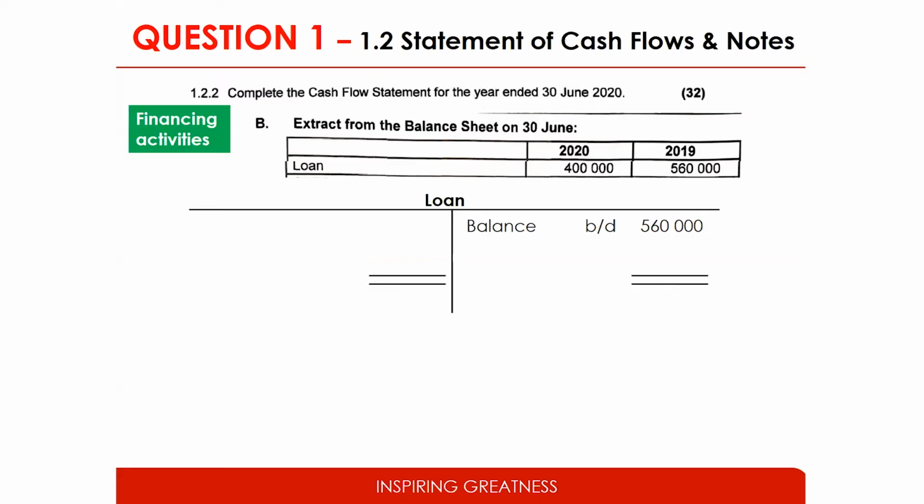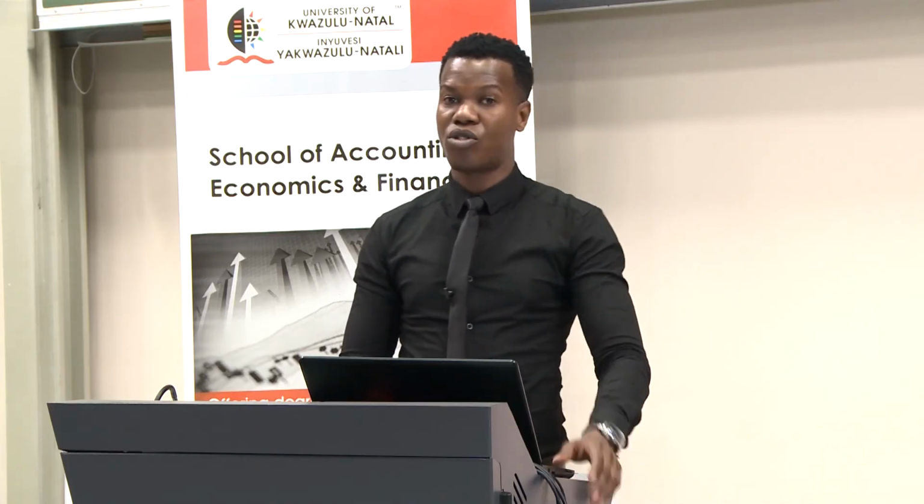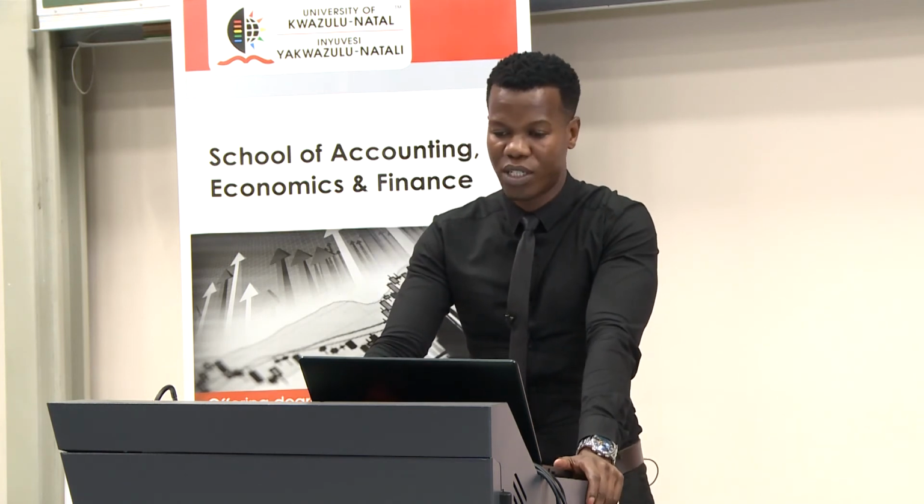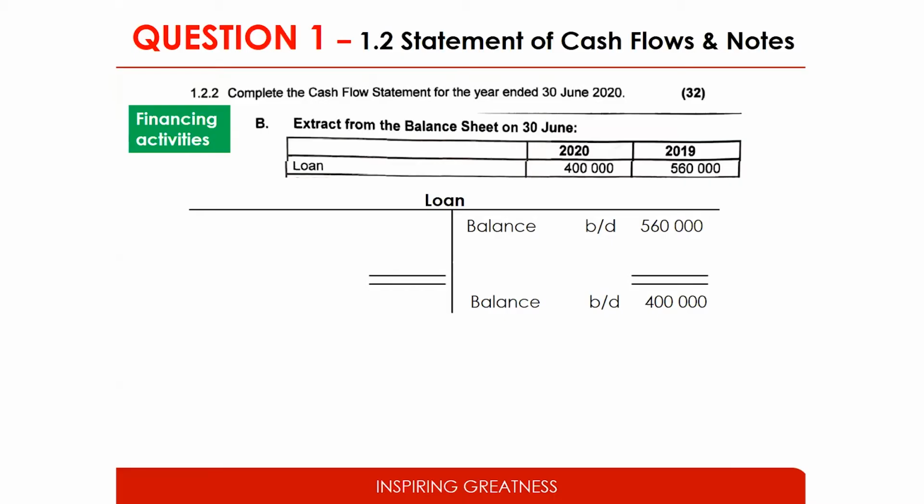The loan balance obviously is sitting on the credit side because this is an amount that you, as the business, will owe to third parties or other stakeholders. They gave you the money. It is sitting on the credit side because you are now a creditor to those stakeholders. And then from the 560,000 at the beginning of the year, you will see that now at the end of the current year, our balance is sitting at 400,000.